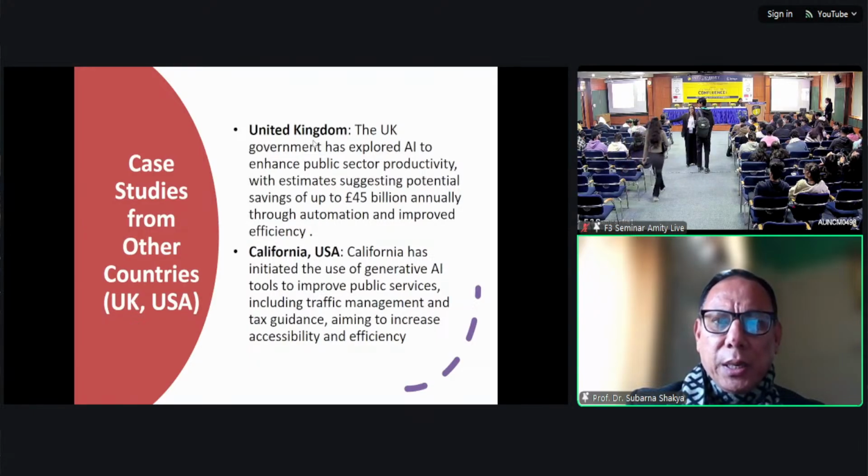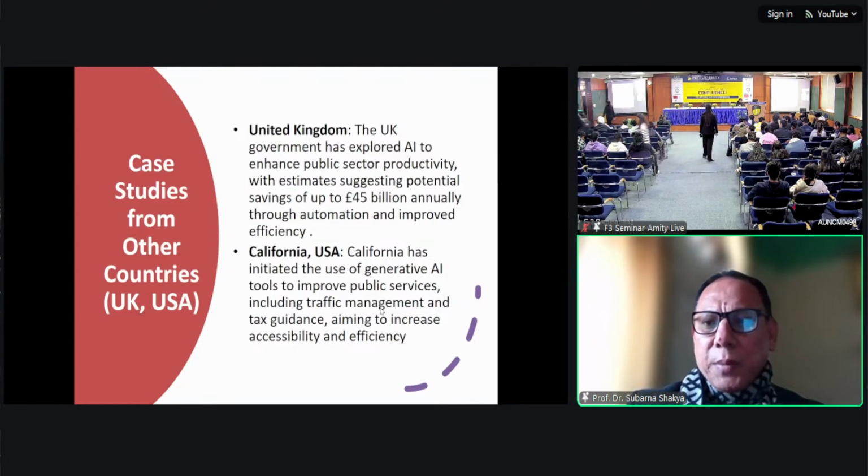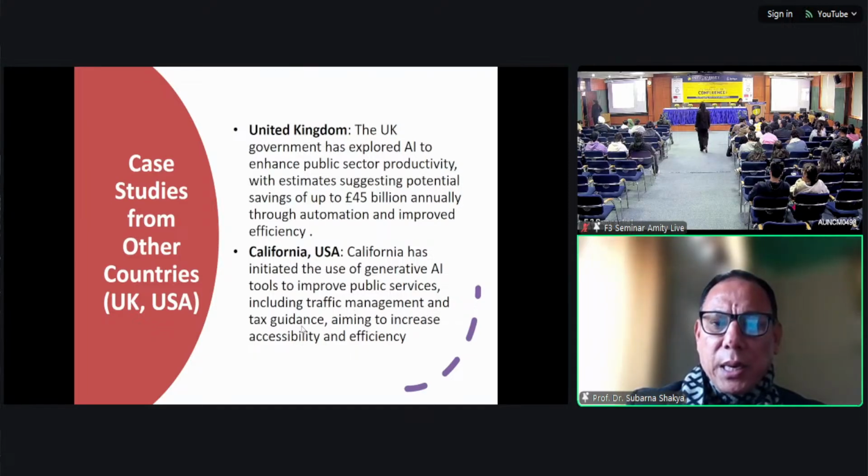In the United Kingdom, the UK government has explored AI to enhance public sector productivity. That means estimates suggest potential savings of up to 25 billion pounds annually through automation and improved efficiency. In the case of California in the USA, California has initiated the use of generative AI tools to improve public services, including traffic management as well as tax guidance, aiming to increase accessibility and efficiency.